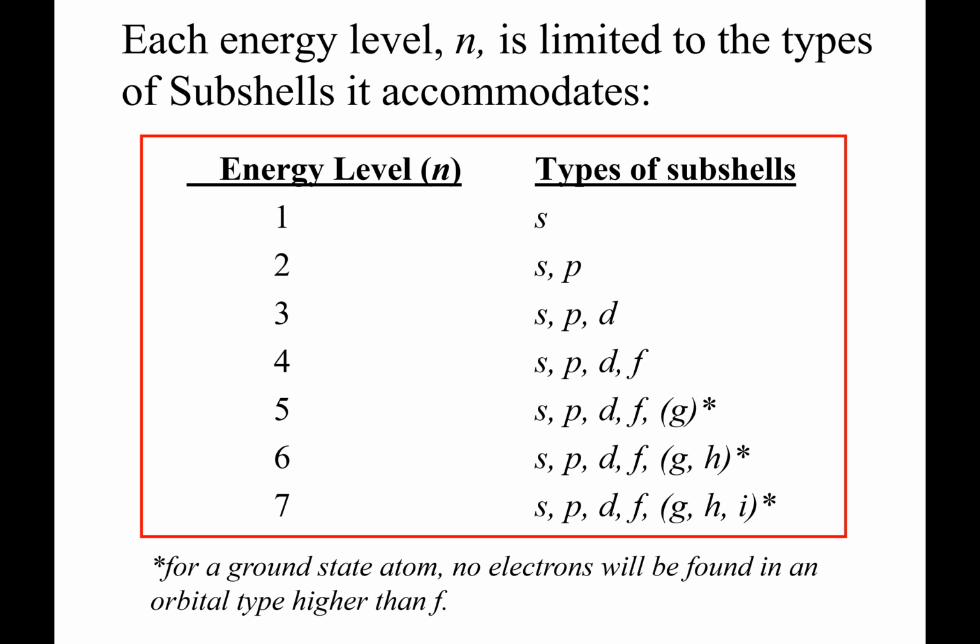And remember that even though beginning at n is equal to 5 we pick up a G type, which would have 9 boxes, 9 orbitals following the pattern, electrons can be excited there, but in the ground state, they're not there. Makes you want to find heavier and heavier elements, so we do go ahead and occupy those.